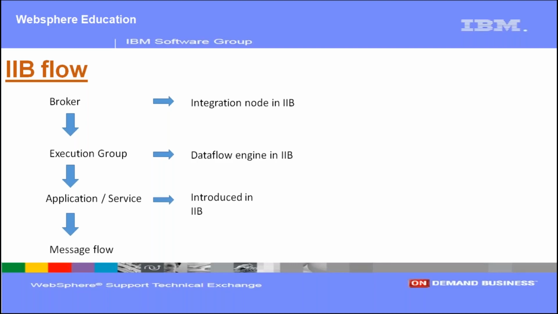And inside the execution group, we will be having flow. So the basic flow is, first of all, we will be having a broker. Inside the broker, we will be having the execution group. Inside the execution group, we will be having the message flows. That is what the flow is. Clear?